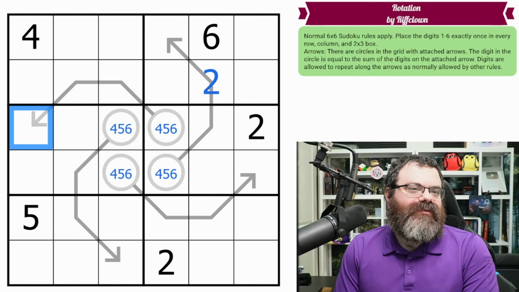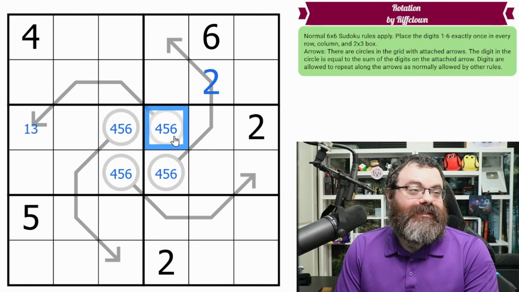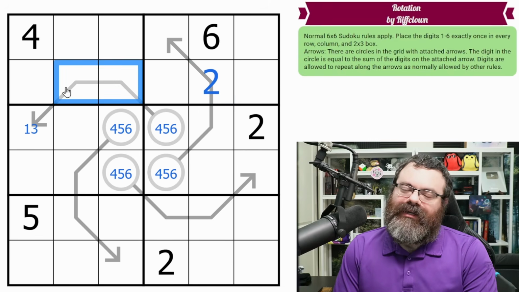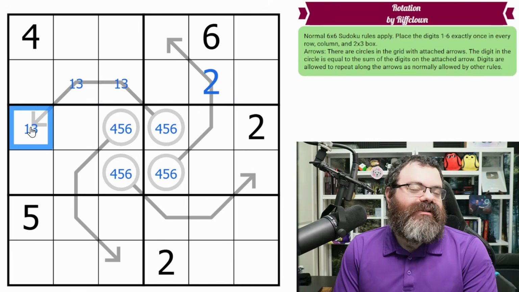And this can't be 2 or 4. So it is a 1 or a 3 only. If it was a 3, this would have to be a 1-2 pair, and that would make this a 6. So 3 forces 6. Oh, but we cannot put a 2 on here. Okay. So the minimum this adds to is actually 4. So if this was a 3, that would be too big. That would be 7. So this has to be a 1.